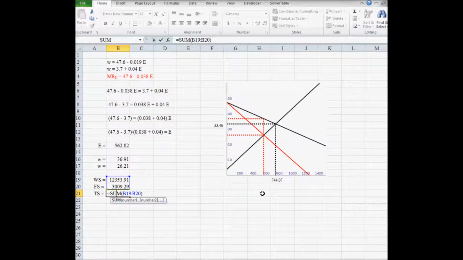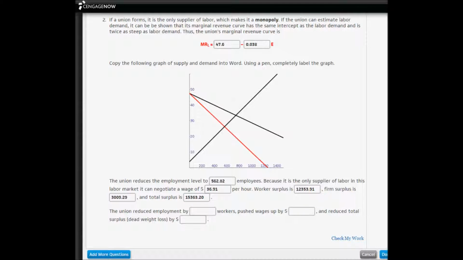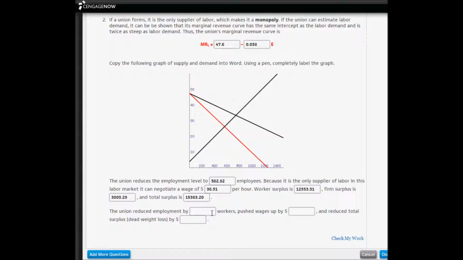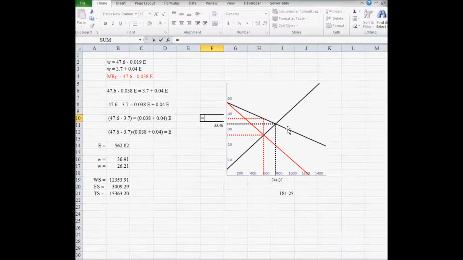Total surplus is the sum of worker surplus and firm surplus, 15,363.2. The union reduces employment by 181.25. The union raises the wage, the increase being the difference in these two wages, 36.91 and 33.46, by $3.44.